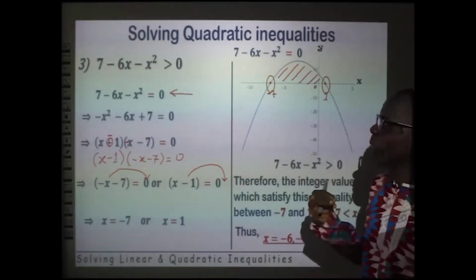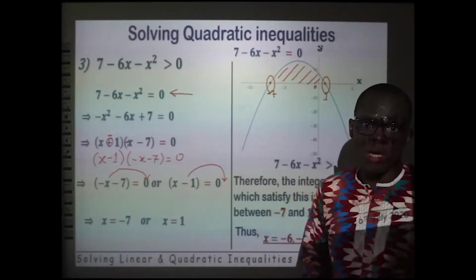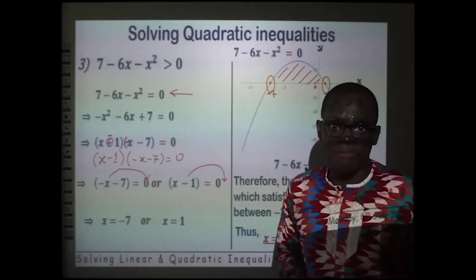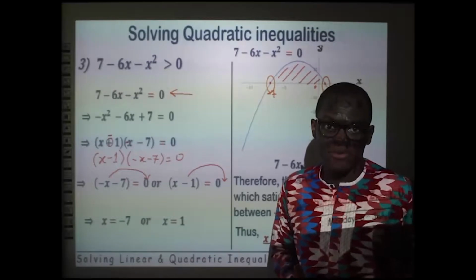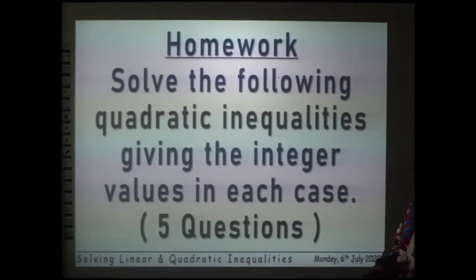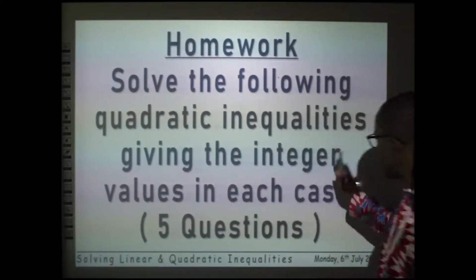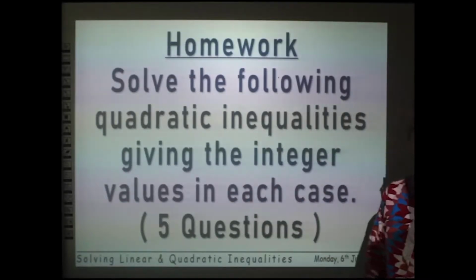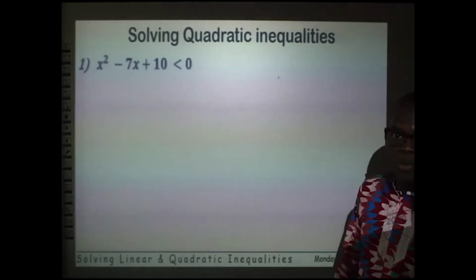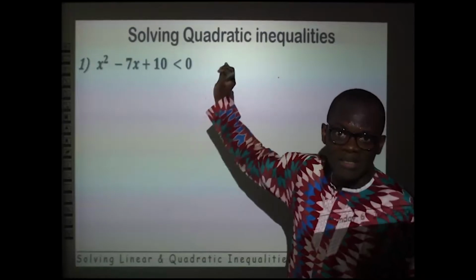Alright? Now, I will give you some questions. Just 5 questions for you to try your hands on solving quadratic inequalities. I want you to send your answers to my inbox. I'll be waiting for your answers, okay? So here are the questions. I want you to solve the following quadratic inequalities given the integer values in each case. So I'm just giving you just 5 questions, alright? So here's question number 1. x squared minus 7x plus 10 is less than 0.